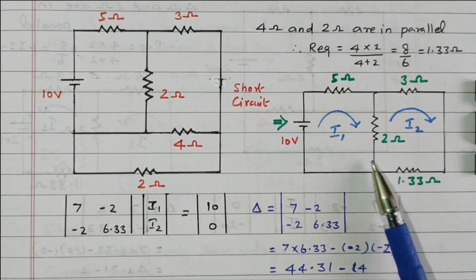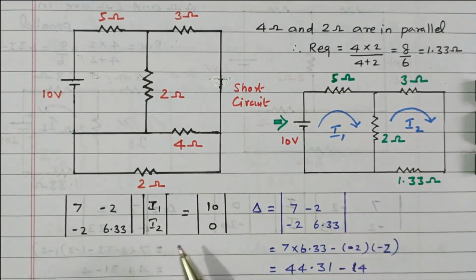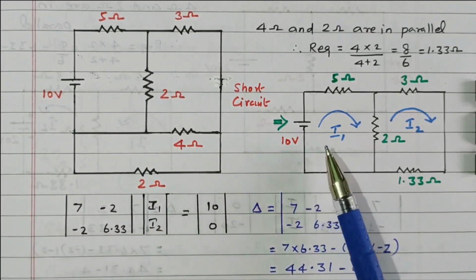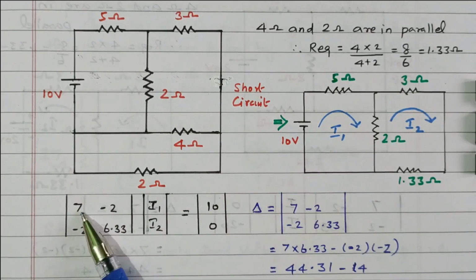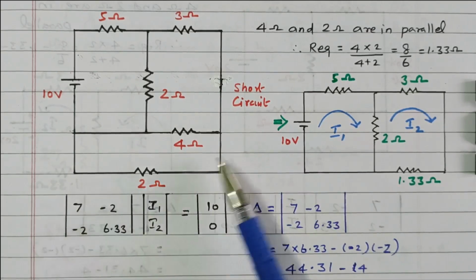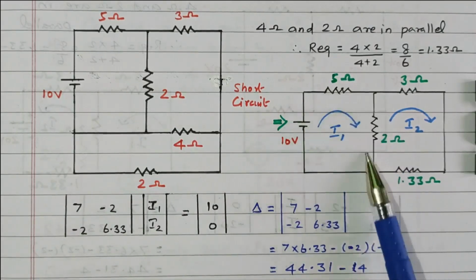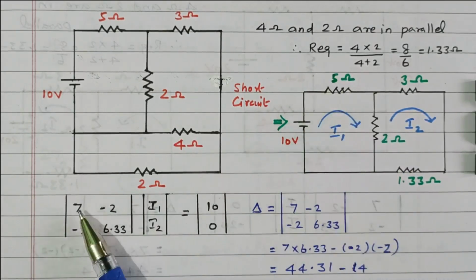Now we'll go to the matrix method. This is R into I equal to V, that is V equal to I into R. This is the voltage matrix, current matrix, and resistance matrix. First we will see the resistance matrix. What is this value? This is R11. R11 means the total resistance available in loop 1. That is 5 plus 2, 7.